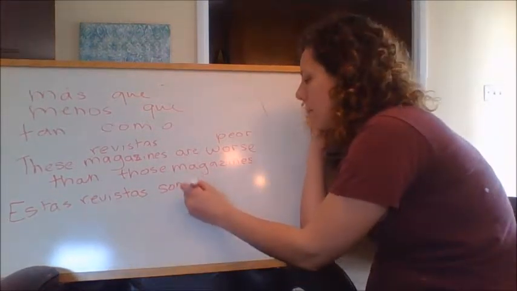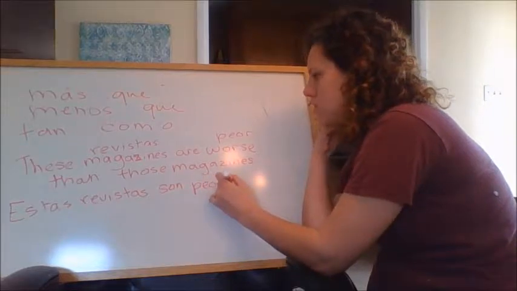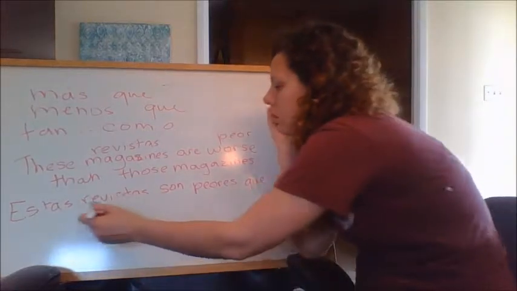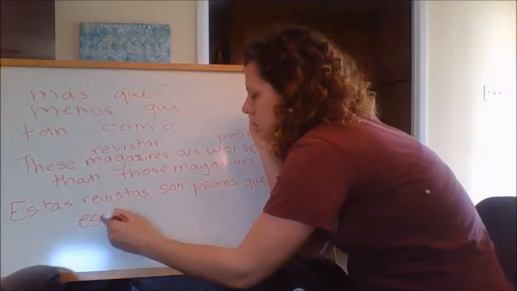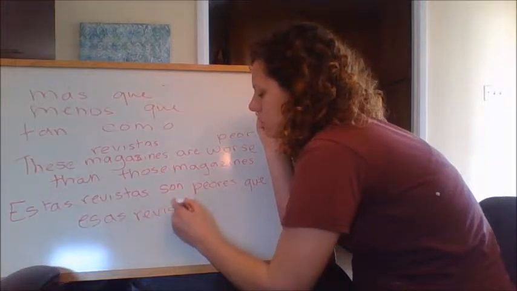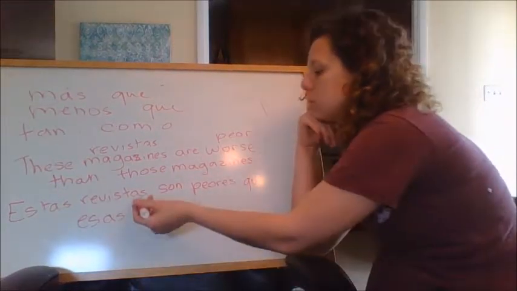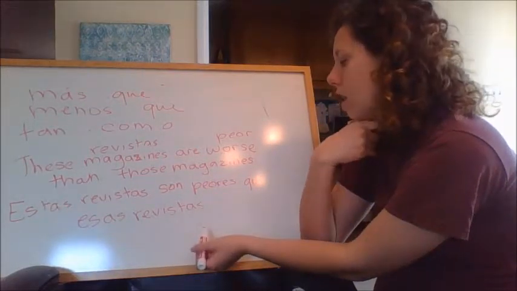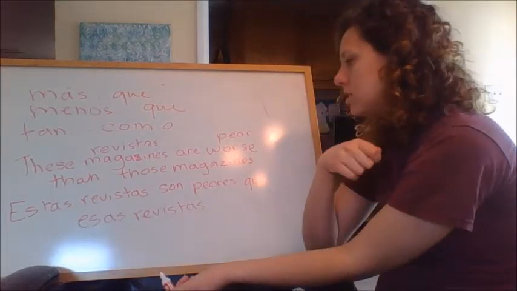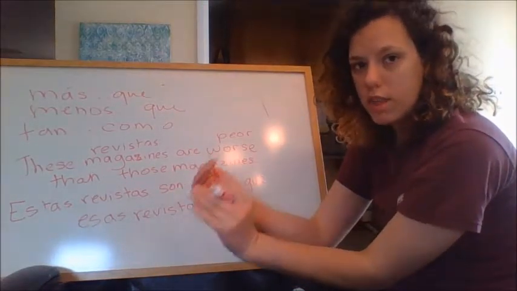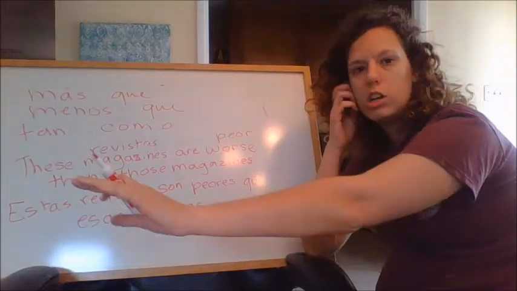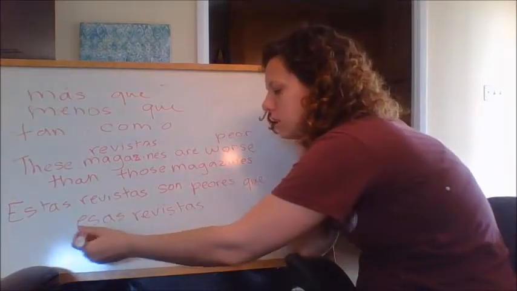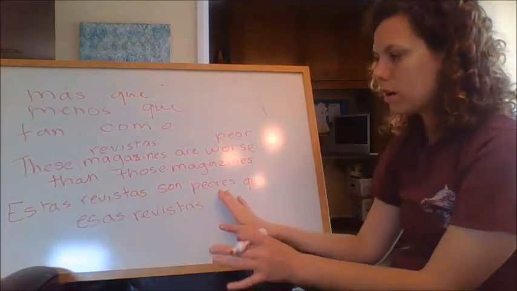So you'd say son peores que those magazines, esas revistas. Okay, so this is plural, this is plural. The adjective that's describing them has to match, so it has to be plural too. Since it doesn't say those and then in parentheses over there, that means it's probably within reach of somebody I'm talking to, or it's not that far away from me. So I say those is esas. Okay, so this is a comparison.